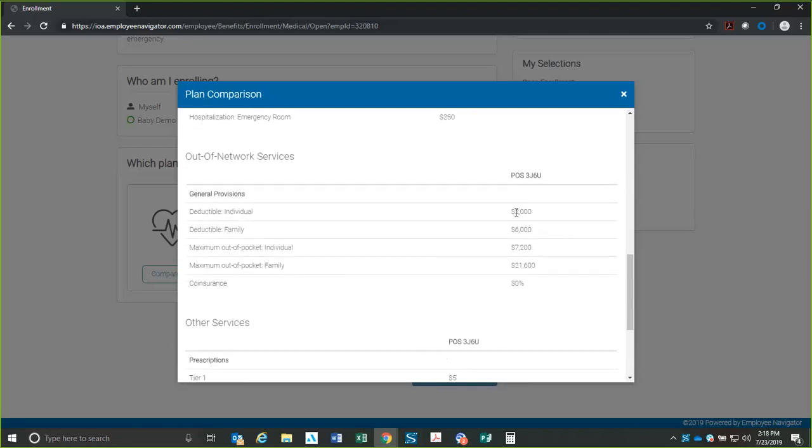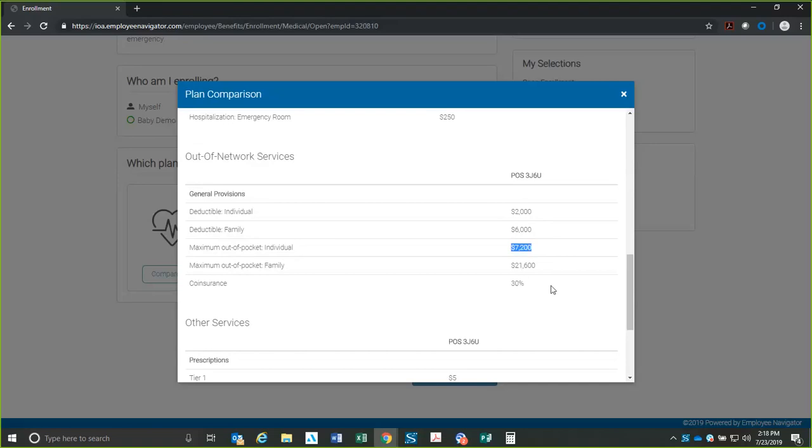Now, out-of-network is a little different. It will be subject to a deductible, which means you're paying the full out-of-network cost, chipping away at this $2,000. When you meet that deductible, you will pay 30% of the remaining balance of whatever those invoices are until you hit your $7,200 out-of-pocket maximum. So it's a completely separate bucket of money.